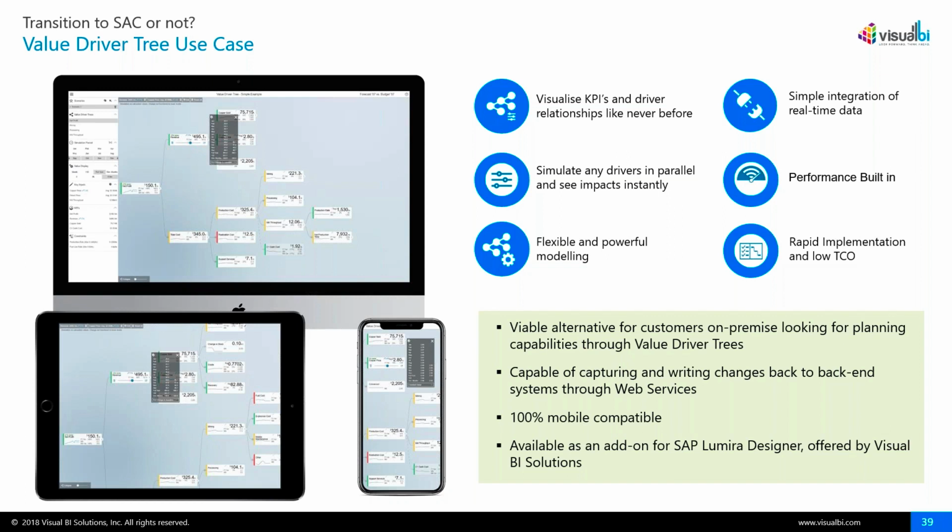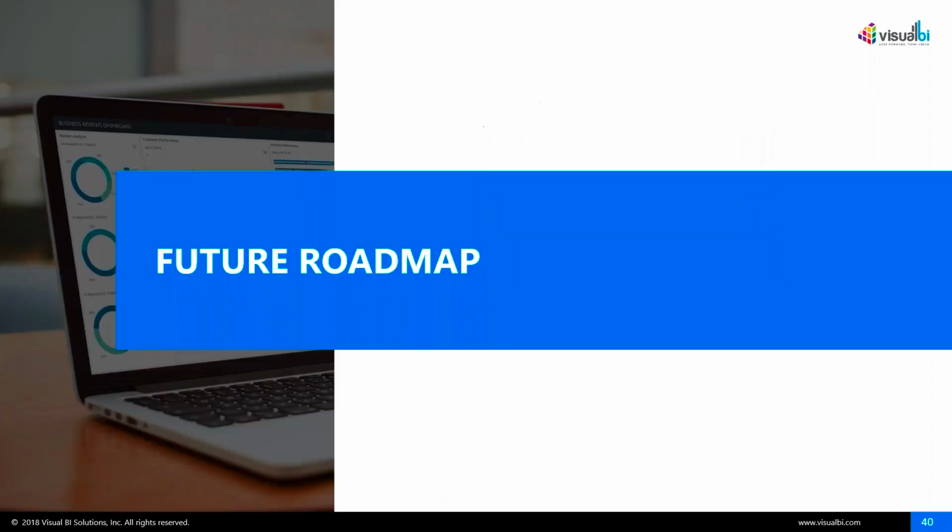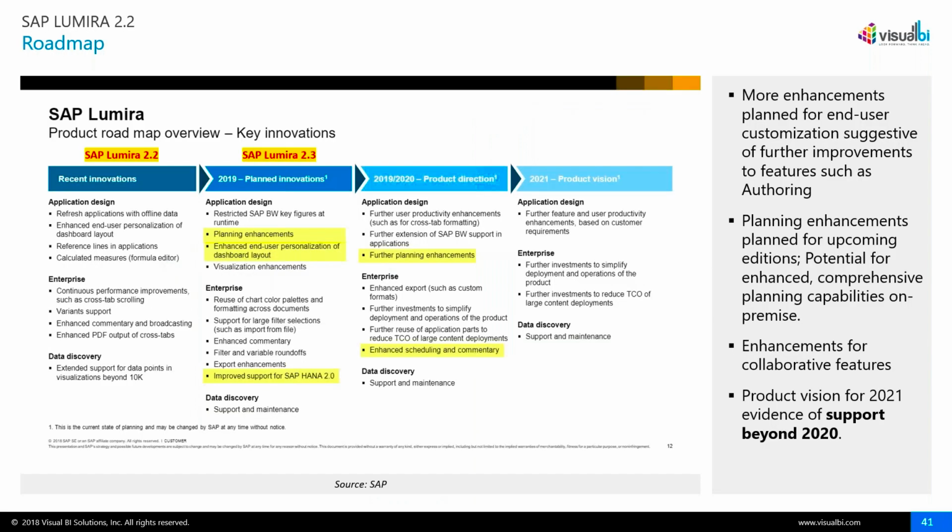I think that pretty much answers the questions you had about SAC. If you are an existing customer on-premise and you're looking at upgrading, or if you're looking at moving, then the only reason behind that is because you think Lumira's development is going to stop. The news is that it's not. And if you take a look at the future roadmap, there's more evidence of this. Now, this is the latest version of the roadmap for SAP Lumira. And you'll see that the current innovations are in Lumira 2.2, and you'll see all of these new features over there.